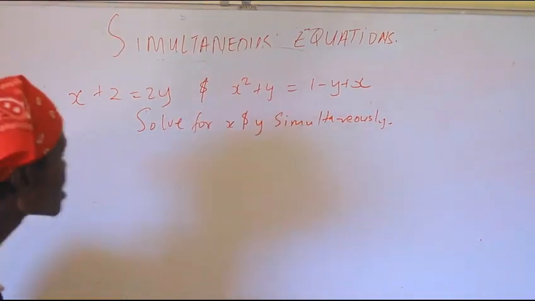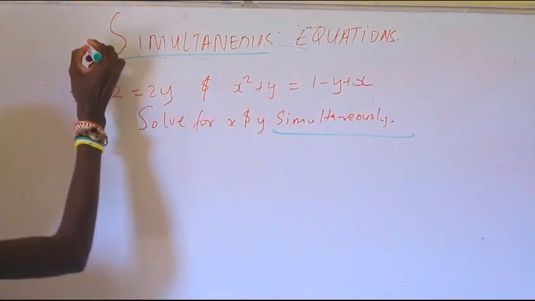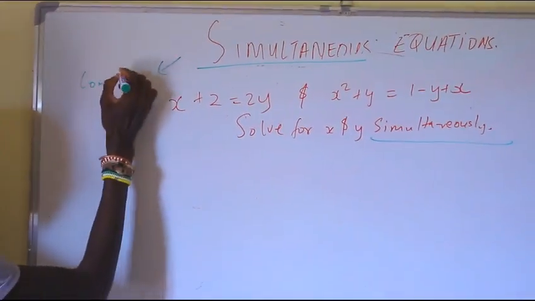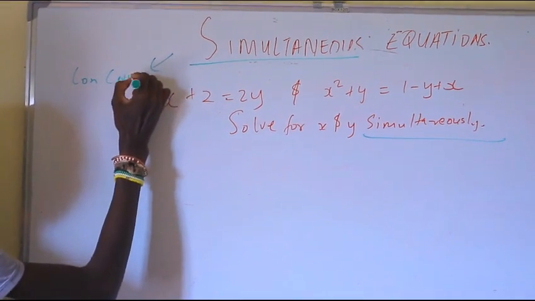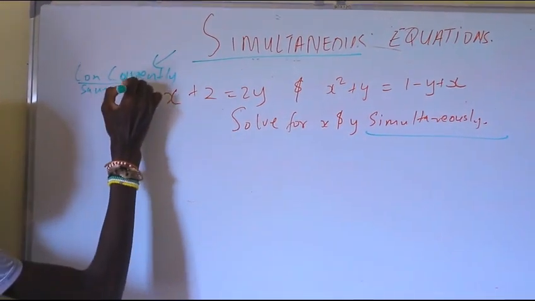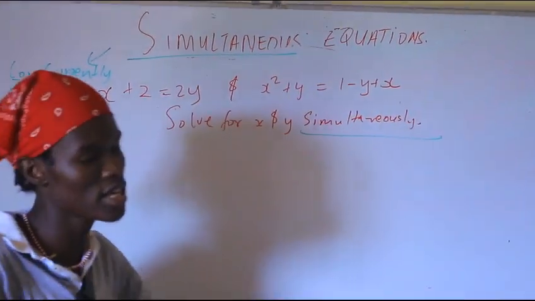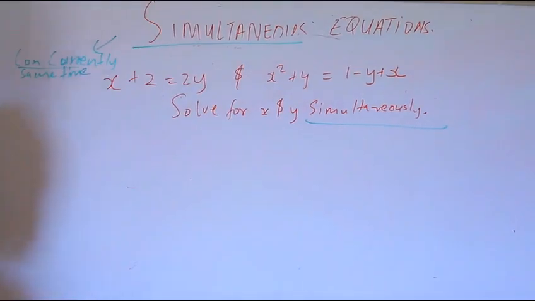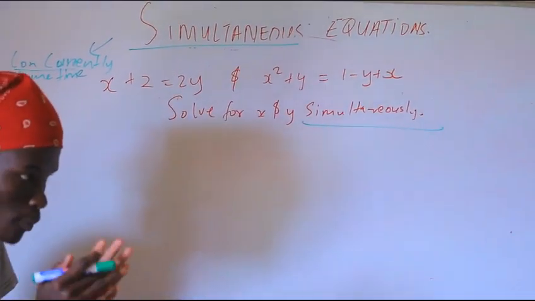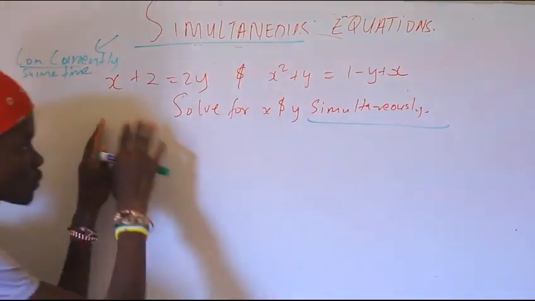So simultaneous equations, the word simultaneous, it means concurring, right? I'm an English tutor, you guys know. Concurring also means same time. It means that we are solving for x and y at the same time. So it's an equation, but we are solving for these variables at the same time. So simple things. Let's check this out.